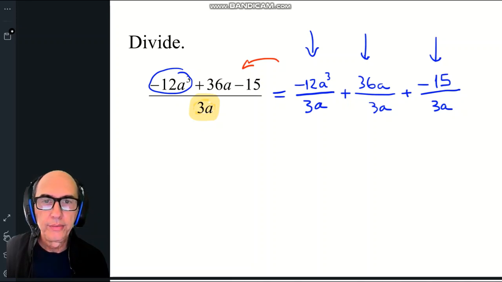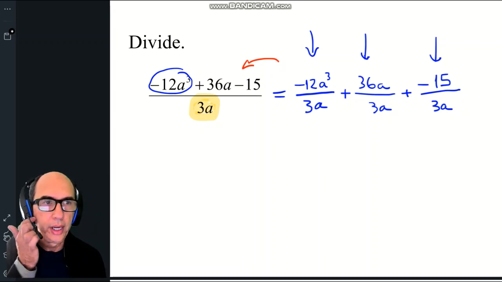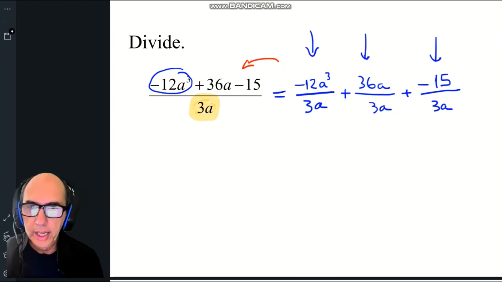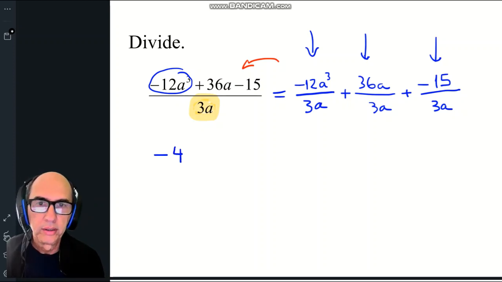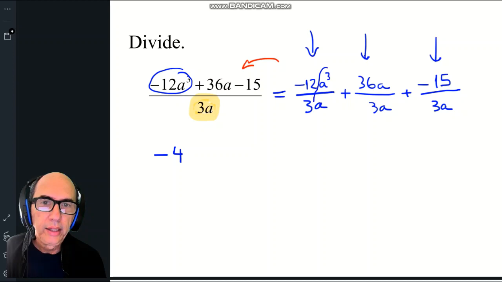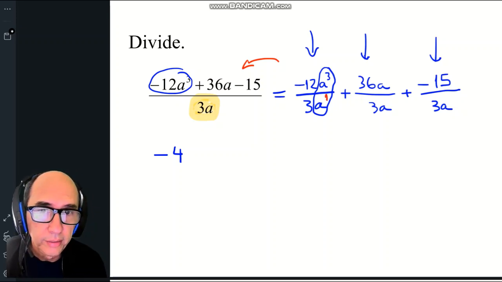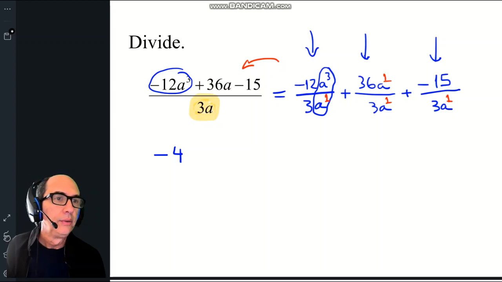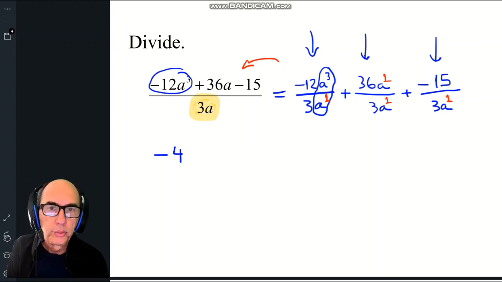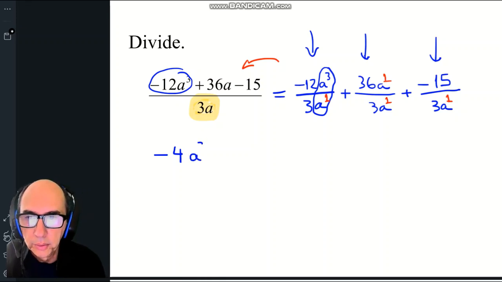For example, we can divide negative 12 by 3. Negative 12 divided by 3 is negative 4. And we can divide a cubed by a. Remember the rule of exponents. Don't forget, we have an invisible 1 here, an invisible 1 as the power. When we don't have any power, we can say there is an invisible 1. So 3 minus 1, 2.